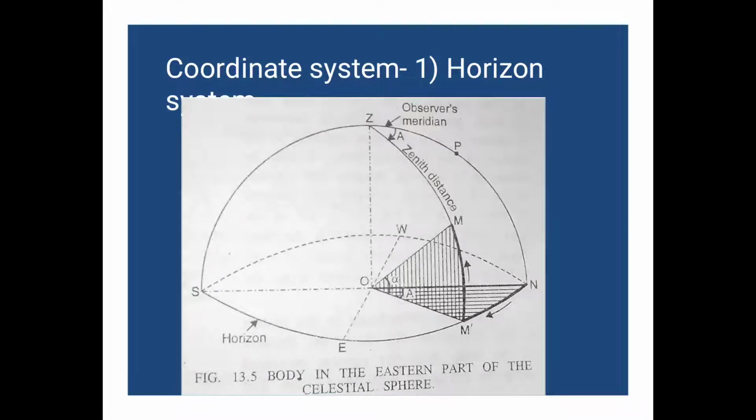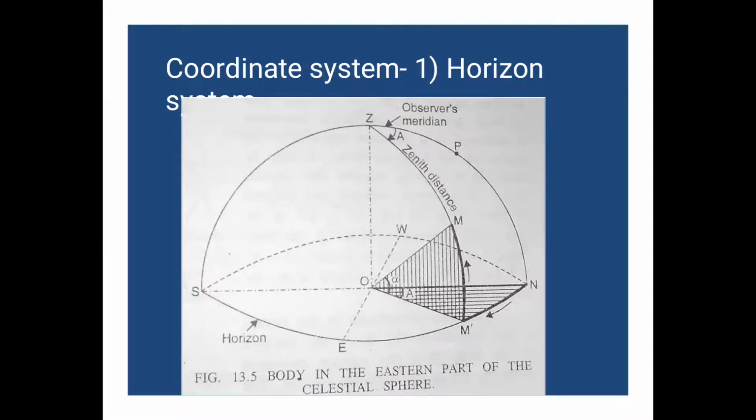M is the heavenly body in the eastern part of the celestial sphere. Z is the observer's zenith and P is the celestial pole. Pass a vertical circle, that is the great circle through Z, through M to intersect the horizon plane at M dash. The first coordinate of M is then the azimuth, capital A, which is the angle between the observer's meridian and the vertical circle through the body. The azimuth can be measured as the angular distance along the horizon from the meridian to the foot of the vertical circle through the point. It is also equal to the angle at the zenith between the meridian and the vertical circle through M.